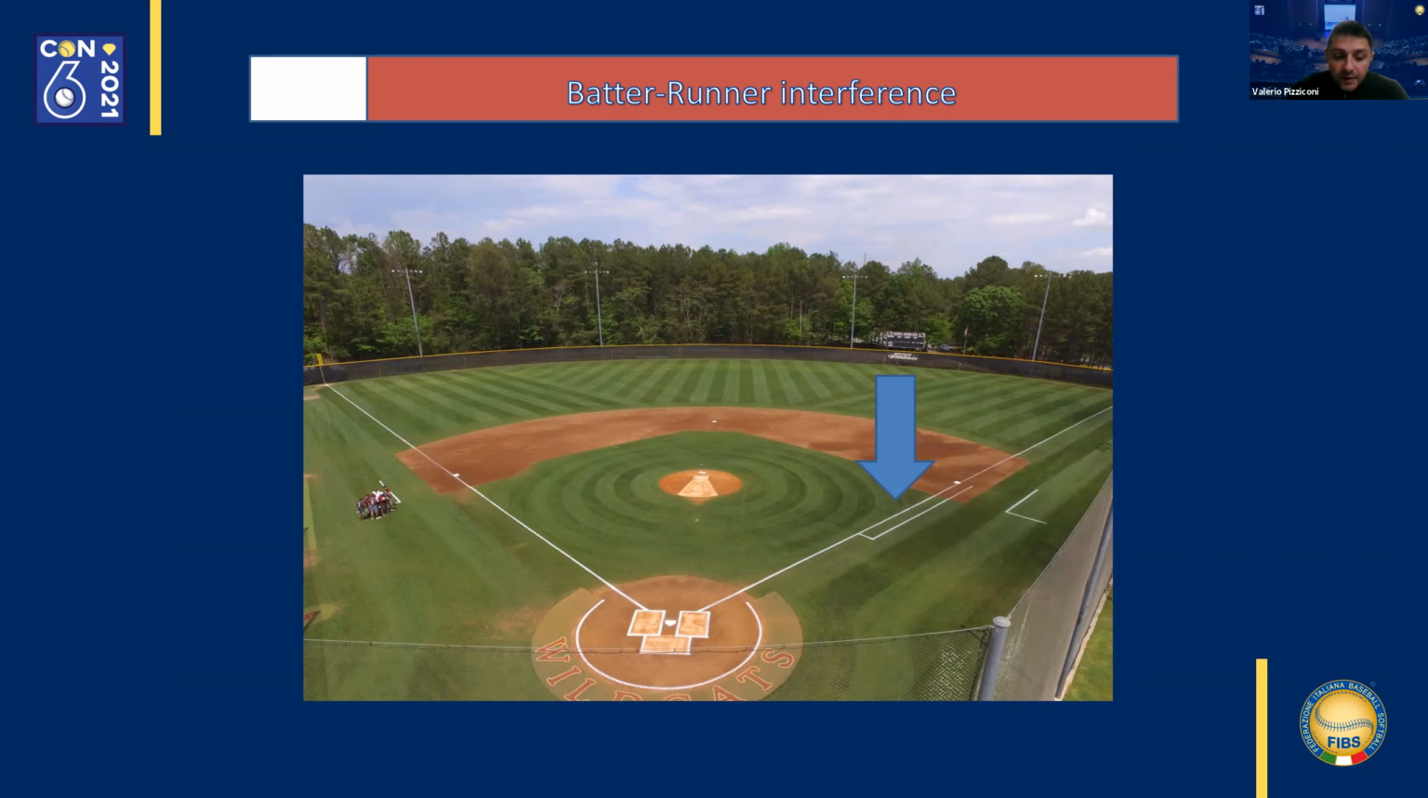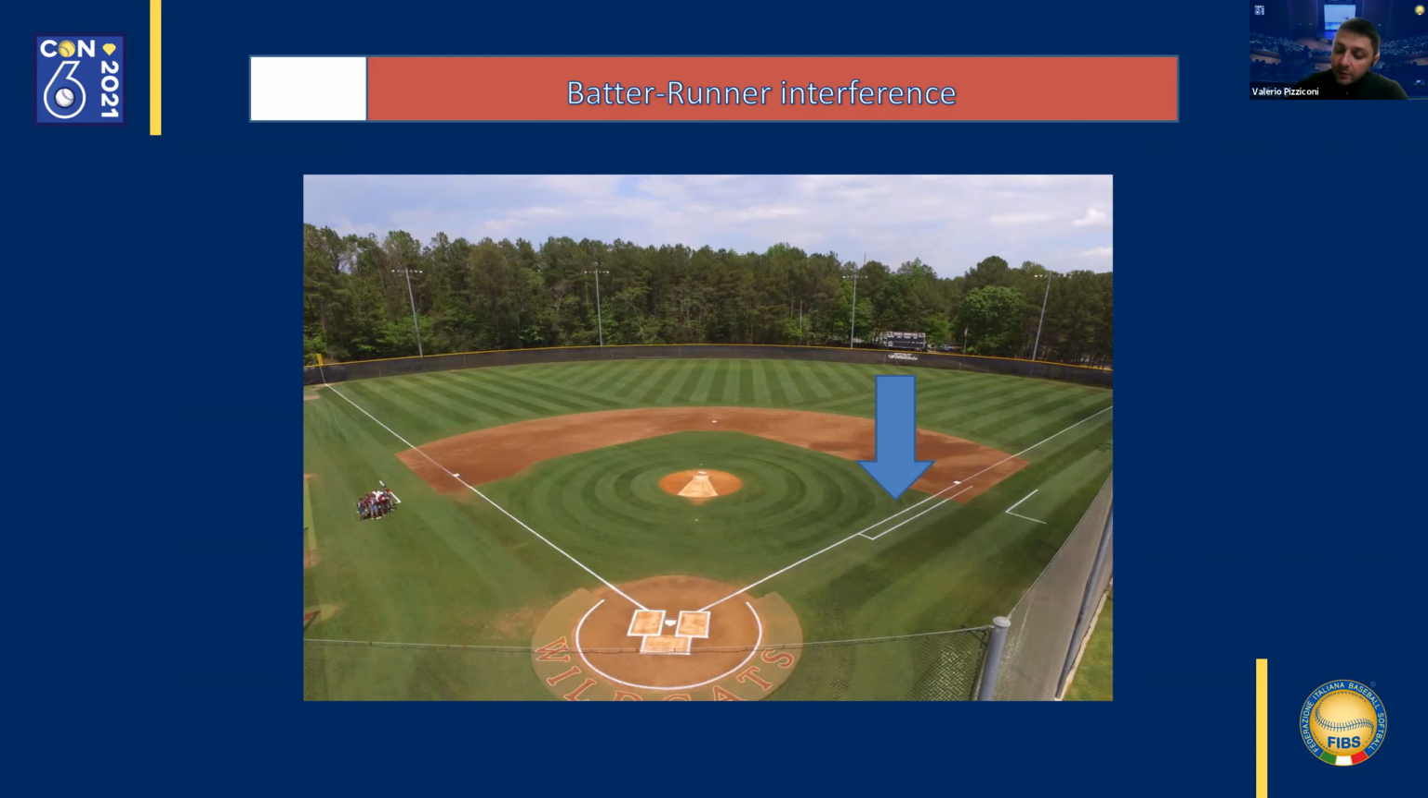A batter runner is permitted to run along the first base foul line, but must not stray off the line, according to the judgment of the umpire, as this would interfere with a catcher attempting to make a throw to first base.